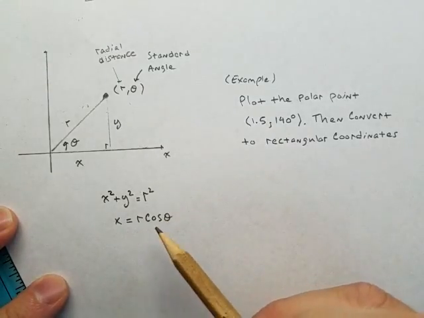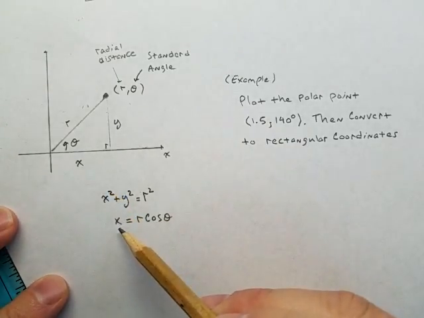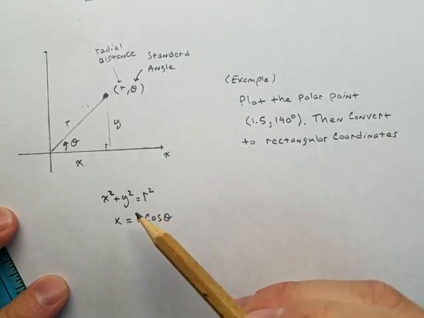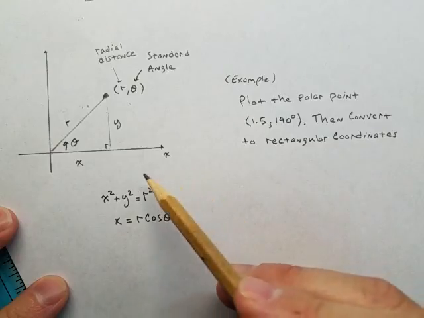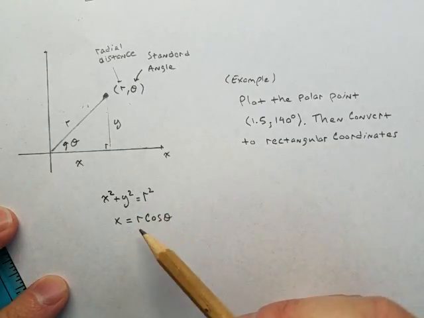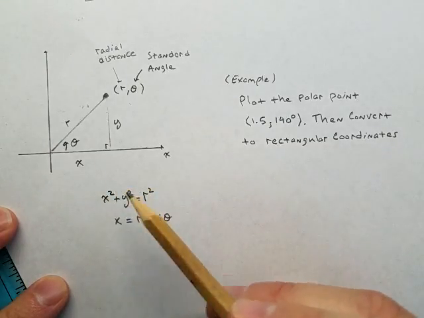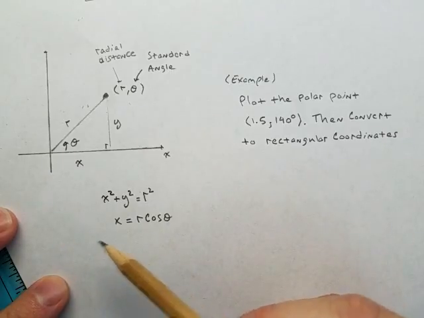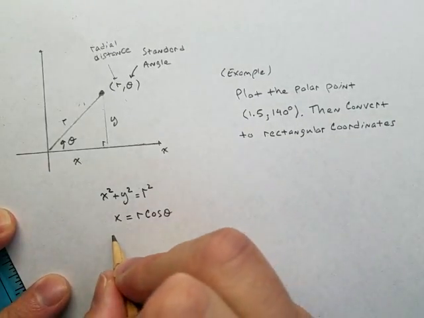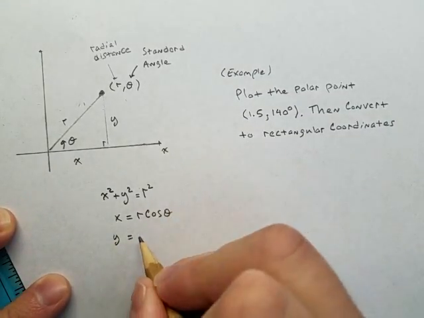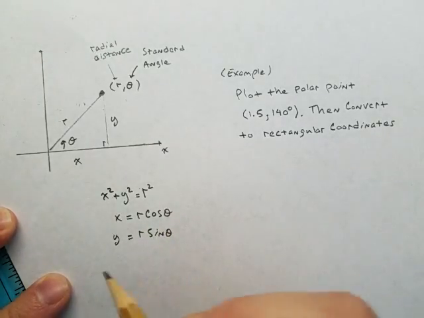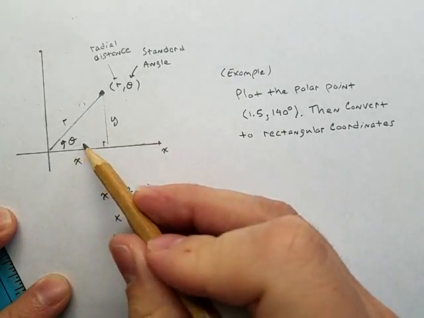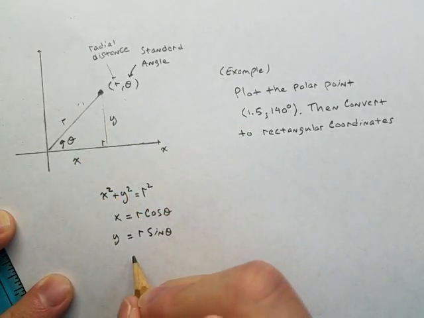I said cosine would be x over r, but then I wrote this down because I want it to look like on that side you get your polar coordinates, and on this side you get the rectangular, so you can convert from one to the other. Y will be r sine theta. And I guess we could say, what's one more? Tangent of theta is y over x.